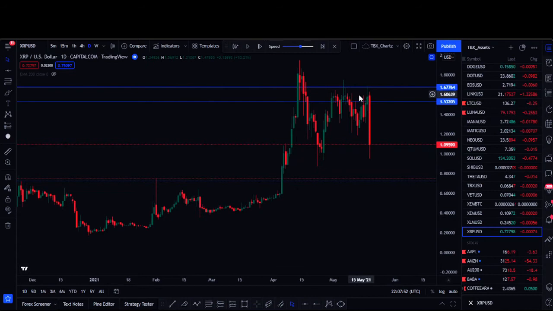So price left this zone. Has it been tested multiple times? Yes. Is it very frequent? This is very, very frequent. And if price breaks this zone, where do you think it's going to get to? Right here. So we'll draw our support and resistance again.